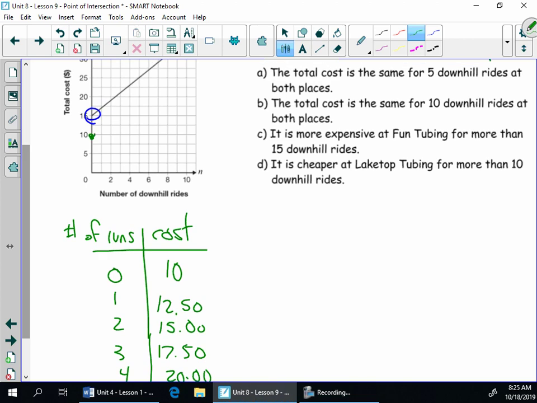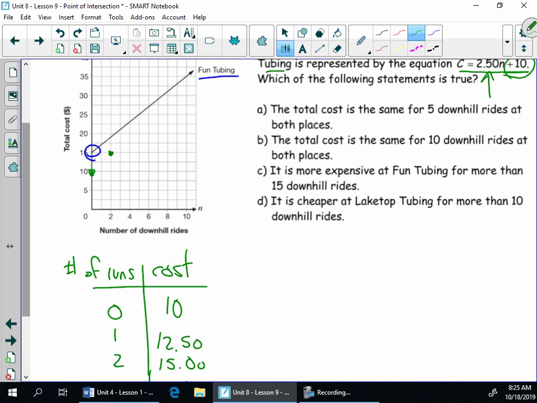Okay, let's see if that's good enough to graph. 0 and 10 is nice. 1 and $12.50, no, tricky to graph. I'm going to ignore that one. How about 2 and 15? That's a nice one. And 4 and 20. 4 and 20 is about there. Okay, it seems to be following a pattern. In fact, if I count, it looks like there's dots that go in the middle right here. I can add those dots to my graph. And following my pattern, it looks like they meet right there.